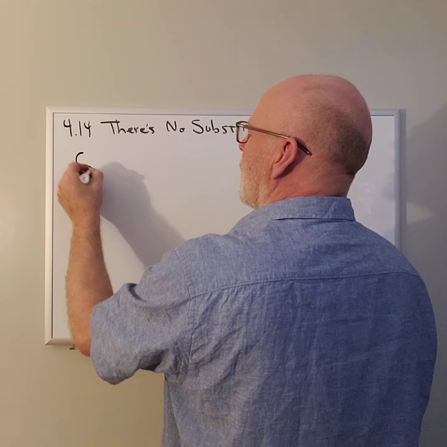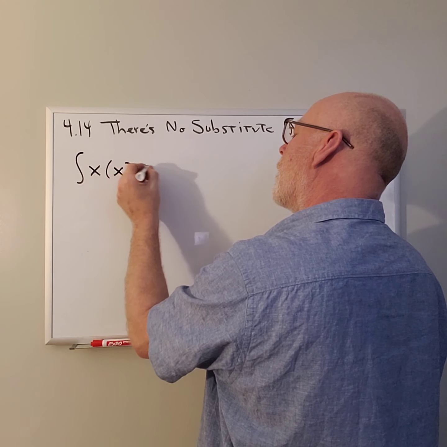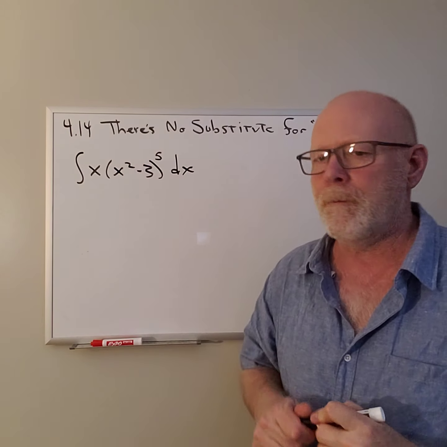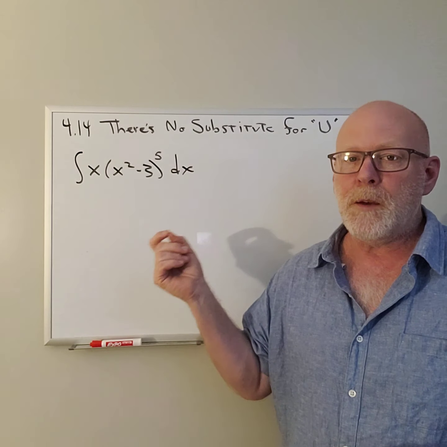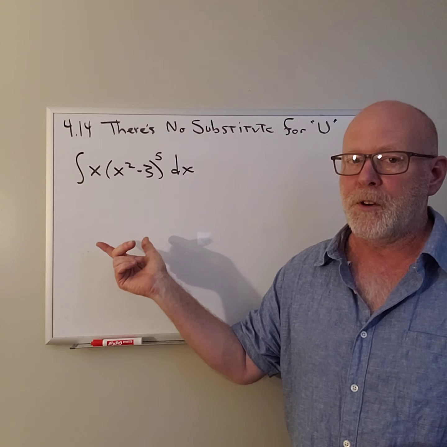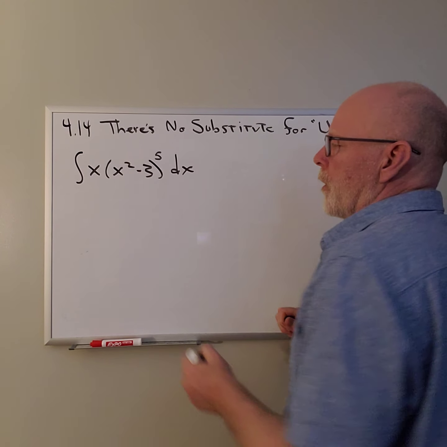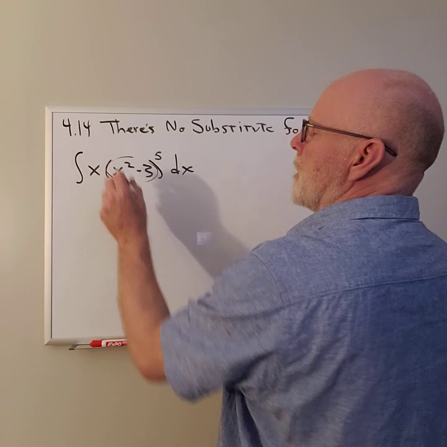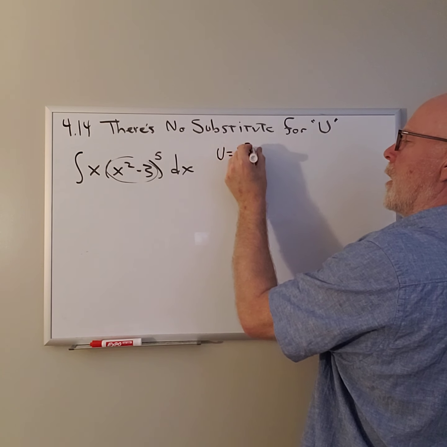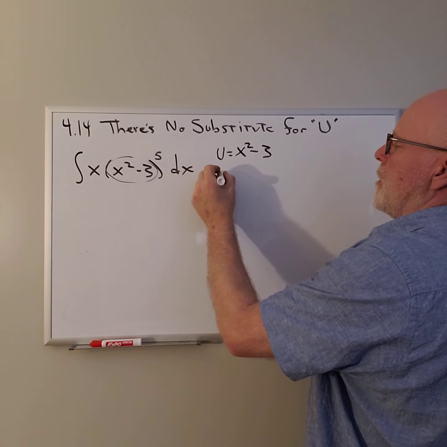Got the integral of x times (x squared minus 3) to the 5th power dx. We could, if we really wanted to, multiply all of this out and get it in polynomial form, but I don't want to do that with a 5th power. That's going to be really tedious. So what we're going to do is say this needs to be something simple to the 5th power. I'm going to use u to represent x squared minus 3. We're going to find du.